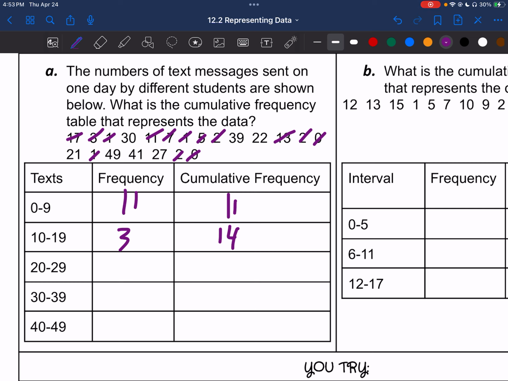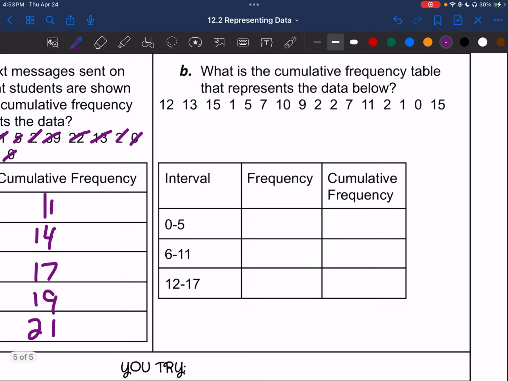My next range, 20 to 29. 1, 2, 3. We are now up to 17 as our cumulative. 30 to 39. 1, 2. We're up to 19 for our cumulative. And 40 to 49, we've got 2 values, so we're up to 21 for our cumulative.